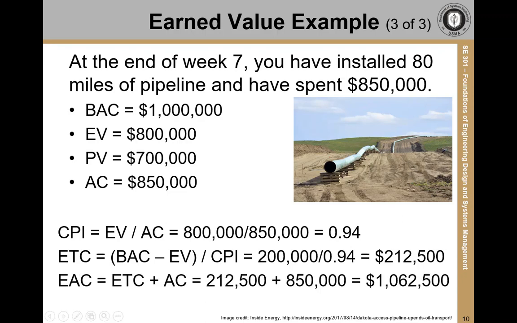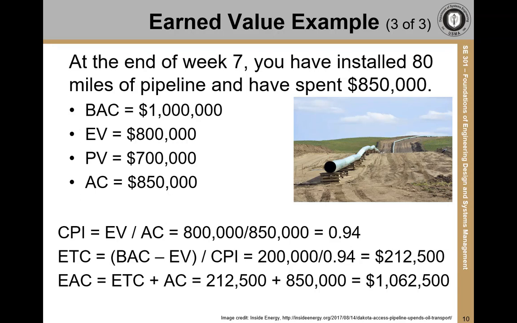By adding this to the actual cost of $850,000, you see that the estimated cost at completion is $1,062,500. So this tells you that you anticipate going over budget by $62,500. So what do you need to do? You either need to come up with additional financial resources for the project, or perhaps you can change how you're operating and work more slowly in an effort to reduce costs since you're ahead of schedule.